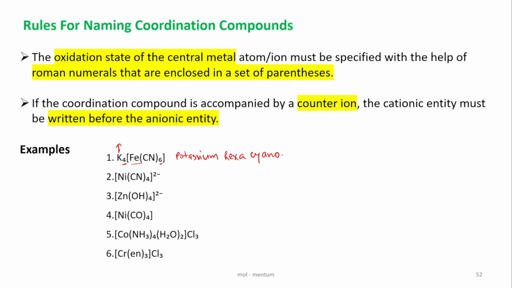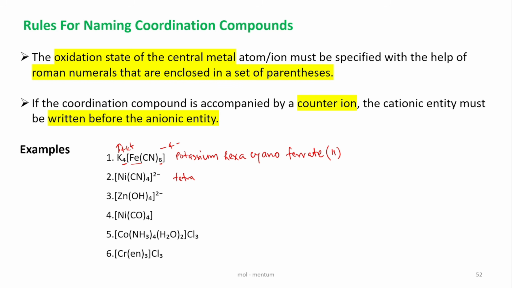After this we have to write the metal. So we have the metal as ferrate. Why ferrate? Because this complex has a 4 minus charge, because there are 4 K plus. So you have to keep everything in mind. So the name would be potassium hexacyanoferrate. After this, mention the oxidation number. So this is 4, this is 6, so the oxidation number will be II. You can calculate this also. So potassium hexacyanoferrate(II).